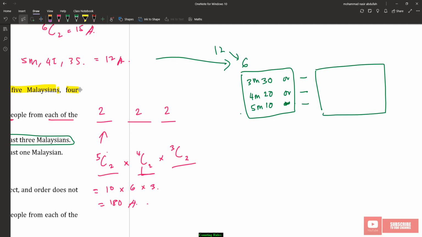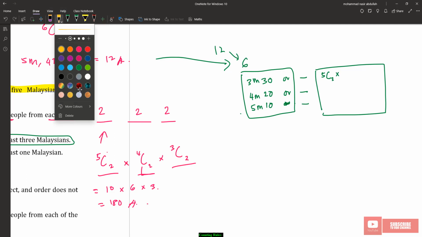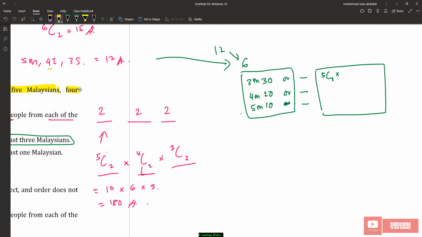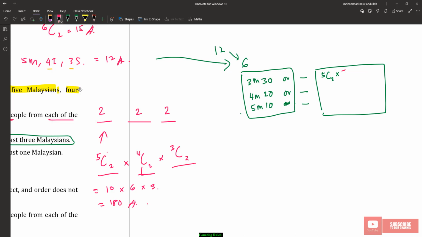So 3 Malaysian, 2 others. 3 Malaysian, 5 choose 3, multiply with 2 others. So 2 others. 2 tu ni maksudnya 4 dan 3, Singapura dengan Indonesia. So we have 7. Allah, tak terang lah. What color to choose? Pink color. Always pink. 7 choose 3.